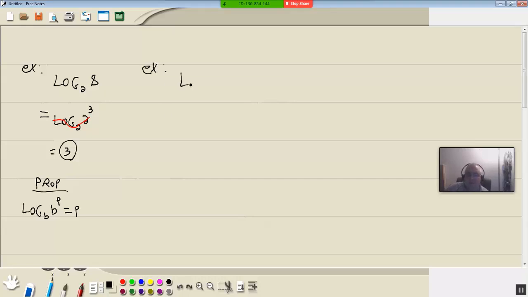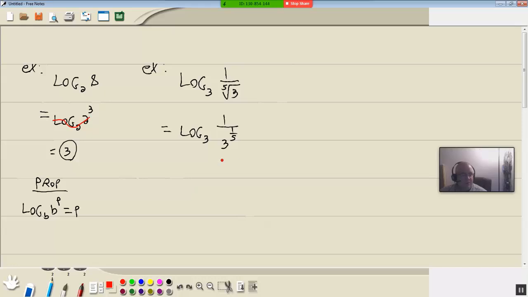Now let me pick one that's not so easy. Let me think. Log base 3 of 1 over the 5th root of 3. First off, nowhere in this chapter do we want radicals. So first thing I'm going to do is rewrite this. This becomes 3 to the 1/5 power.